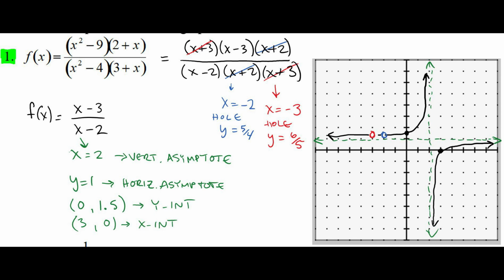So I used red and blue for both of those on my graph as well, and I just put an open dot. Okay, so we just take what's left over. So we say f of x equals x minus 3 over x minus 2, and it's going to be business as usual from here on out.